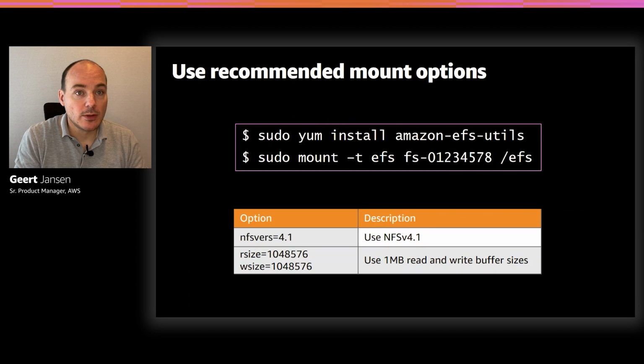The two that I particularly want to call out here are the NFS version, so using NFS 4.1 instead of 4.0, and the second is to use a read and write size of 1 megabyte. These are actually the defaults for recent versions of the operating system, but in older versions they were not. So if you use the mount helper, irrespective, you will get the optimized mount options.